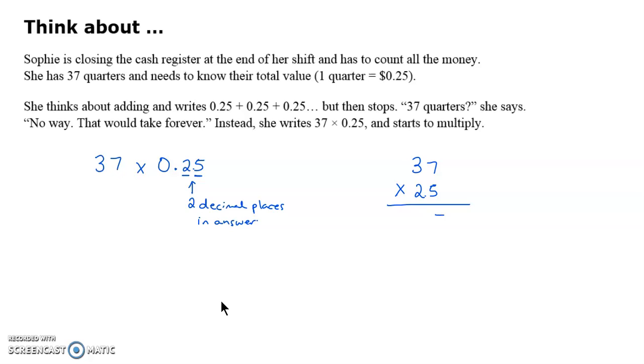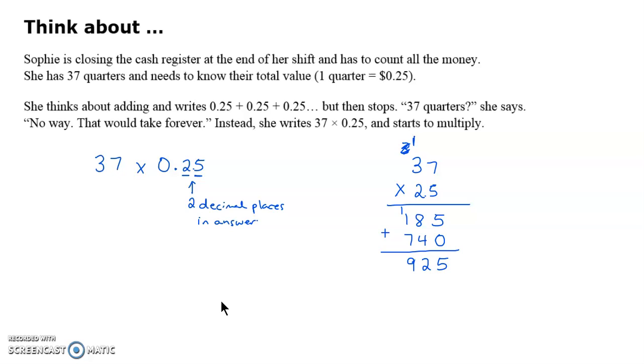5 times 7 is 35. Carry my 3. 5 times 3 is 15, plus 3 is 18. My first row is done. My second row, I need to put that all-important 0 to hold the place and move over to your 2. 2 times 7 is 14, so I'll carry my 1 up. And 2 times 3 is 6, plus 1 is 7. So I'm going to add them. 5 plus 0 is 5. 8 plus 4 is 12. Carry my 1. And 2 plus 7 is 9.